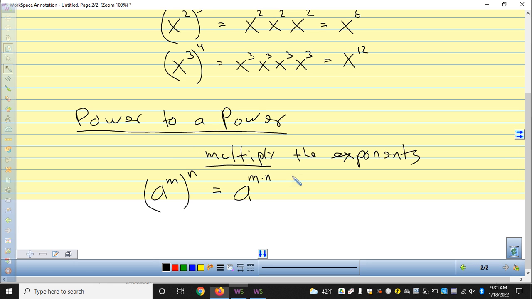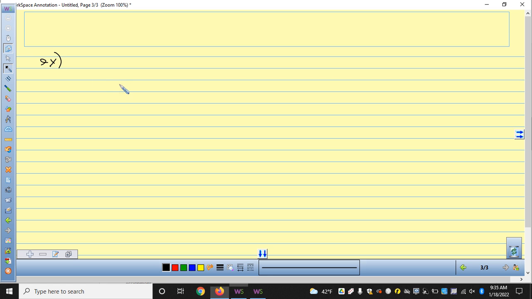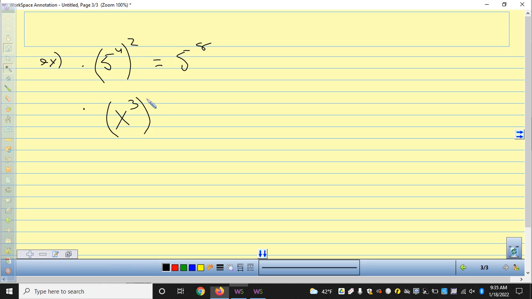So let's look at a few more examples. This is not super complicated. 5 to the 4th squared. What's that going to be? 5 to the 8th. We multiply 4 times 2. How about x to the 3rd to the 5th? X to the 15th. We just multiply. Let's make it a little trickier here.